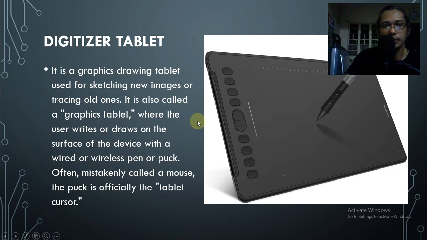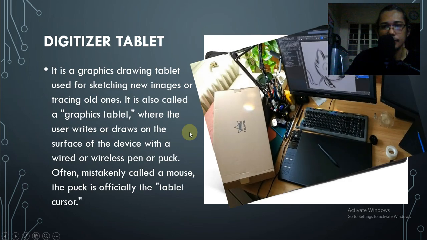So it is called a graphic tablet, where the user writes or draws on the surface of the device with a wired or wireless pen or puck. When mistakenly called a mouse, the puck is officially a tablet cursor. So if you're going to draw using a digital tablet, you can use that. This is Adobe Illustrator, so you can use it to draw.